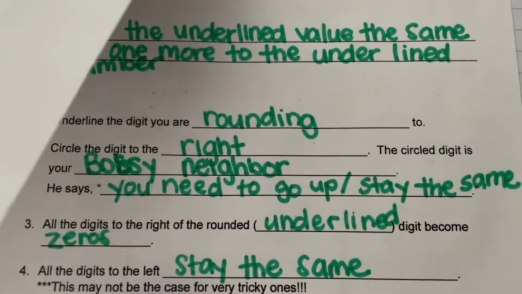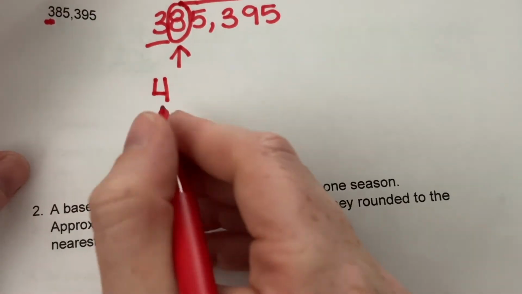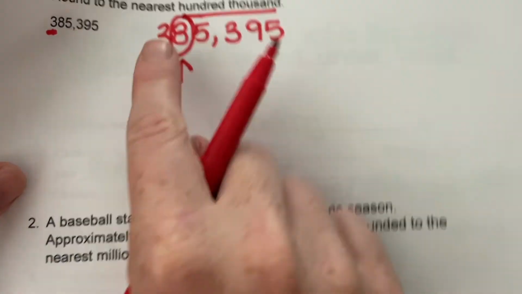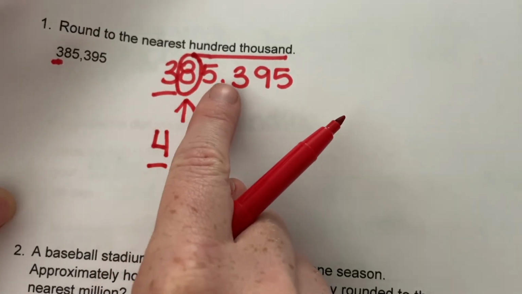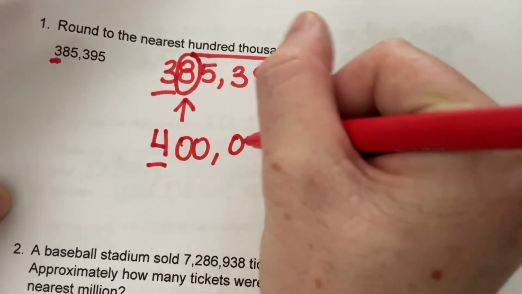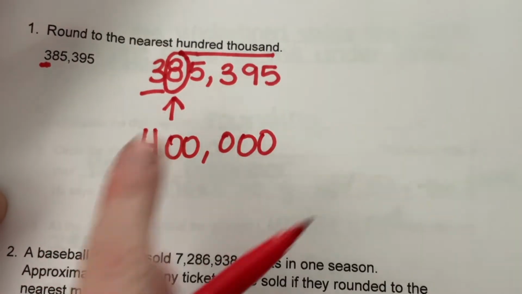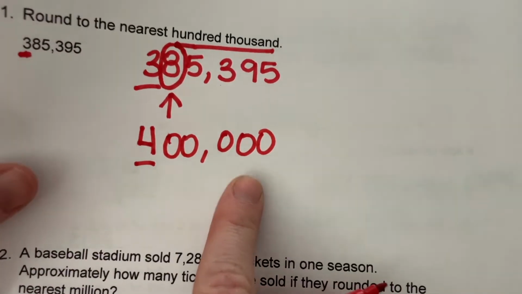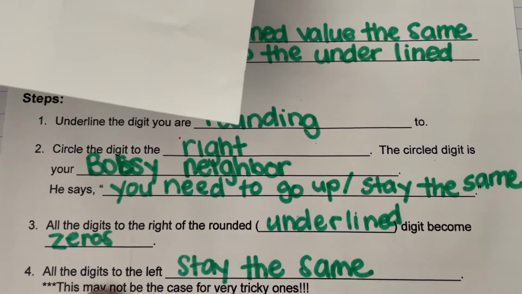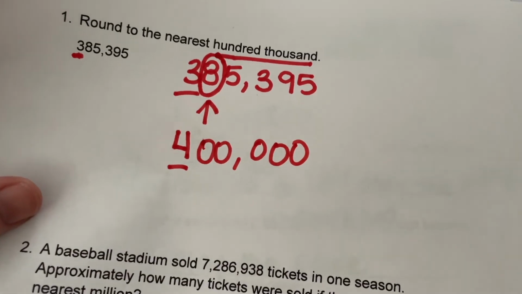And then this step says all the digits to the right of that underlined number become 0. So how many digits do I have? 1, 2, 3, 4, 5. So I need to have 5 zeros. Okay, now let's just double check. Are we in the hundred thousands place? We have 400,000. We are. Okay, all the digits to the left stay the same. There weren't any other digits to the left, so we're done with that problem.